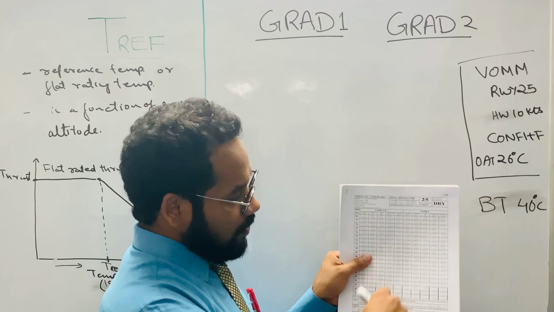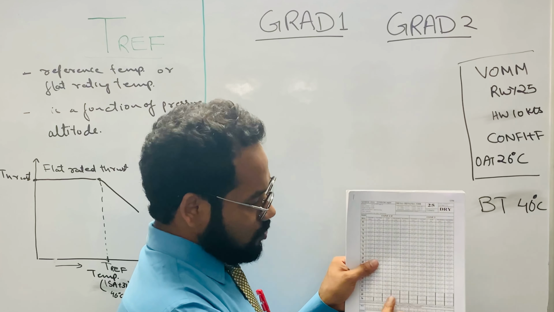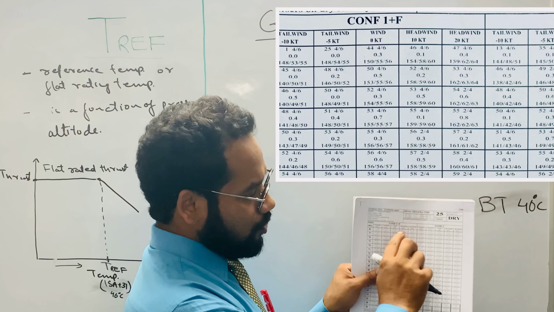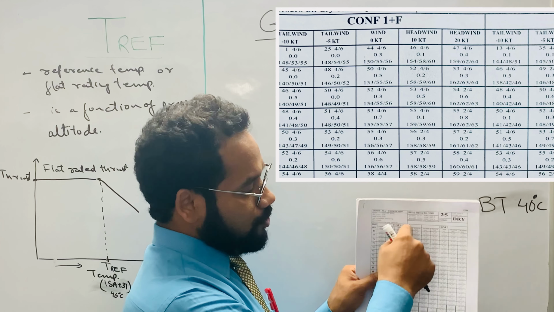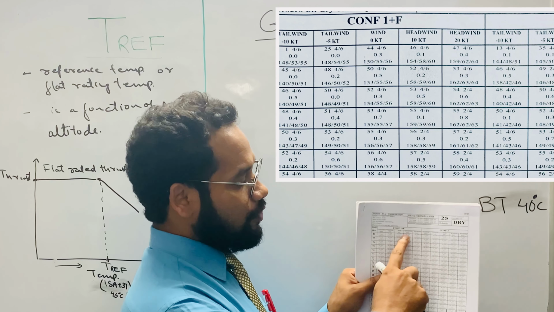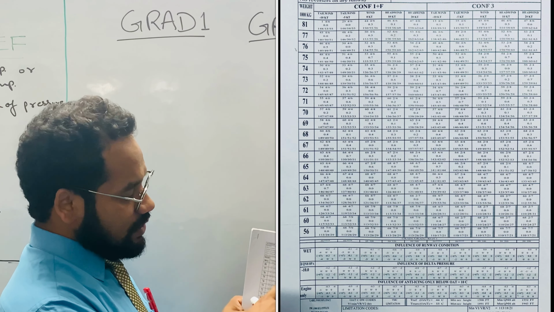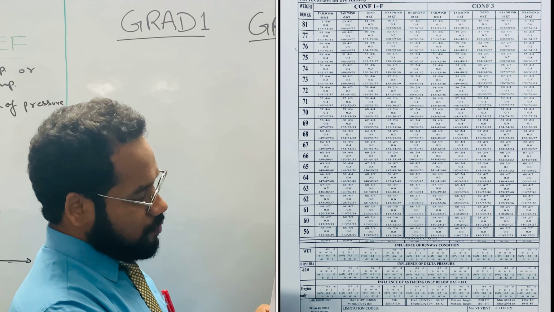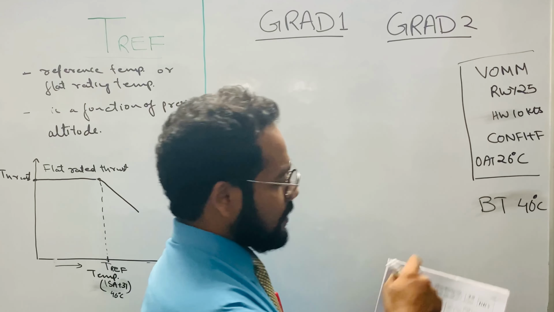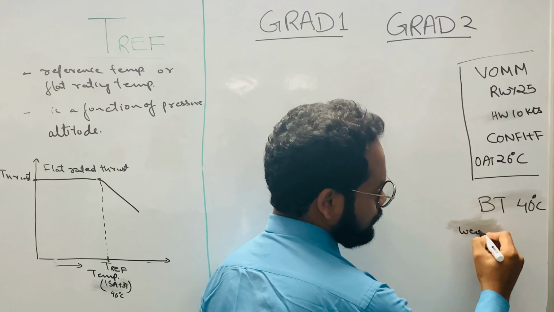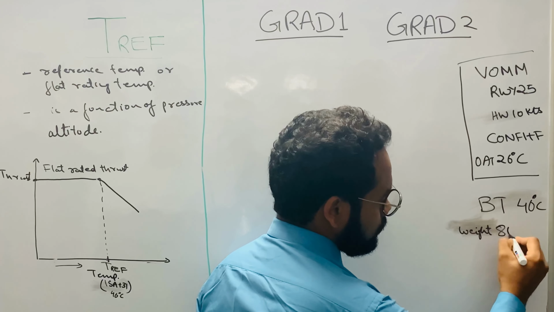If you see the chart from top to down, you will see that the temperature is decreasing as you go upwards. So the topmost box is showing the lowest temperature, and I am using the column which is for 10 knot headwind, which is showing 46 degrees Celsius. That's why I've written it here. Now, for 46 degrees Celsius, the weight which corresponds to it is 81 tons. So the weight entry here is 81 tons.